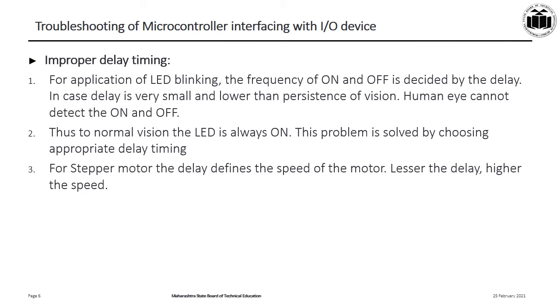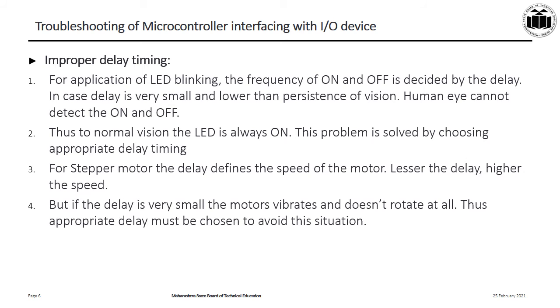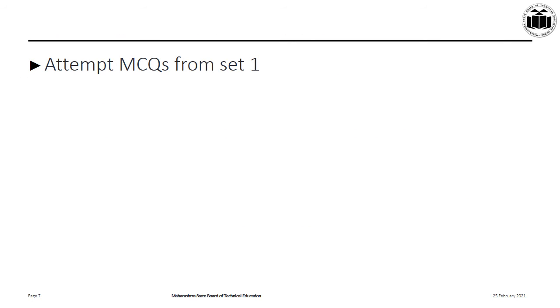For a stepper motor, the delay defines the speed of the motor. Lesser the delay, higher will be the speed. But if the delay is very small, the motor simply vibrates and does not rotate at all. Thus, delay must be chosen appropriately to avoid this situation. Students can now attempt MCQs from set 1.